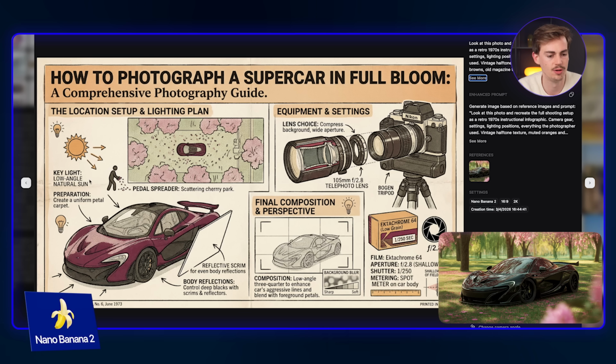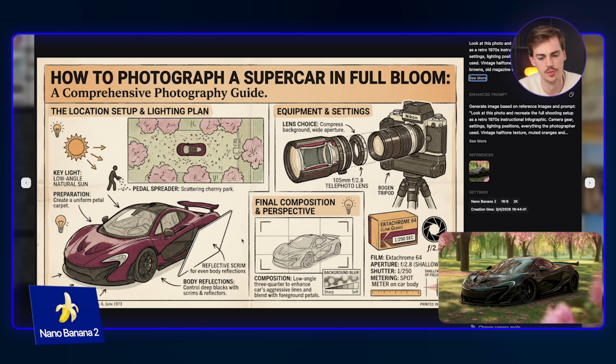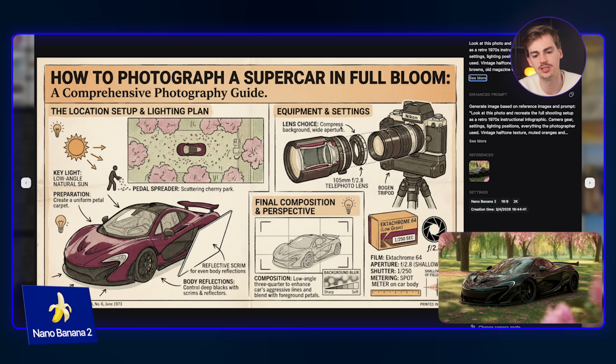We have key light, low angle, natural sun. That's the only light we're using. We need to create some preparation, so maybe like a reflective scrim for even body reflections. That's quite cool. We have the composition and perspective reference, so it gives us a shot at how the image should be taken. And then it even describes what the equipment and settings should be. And it is quite cool.